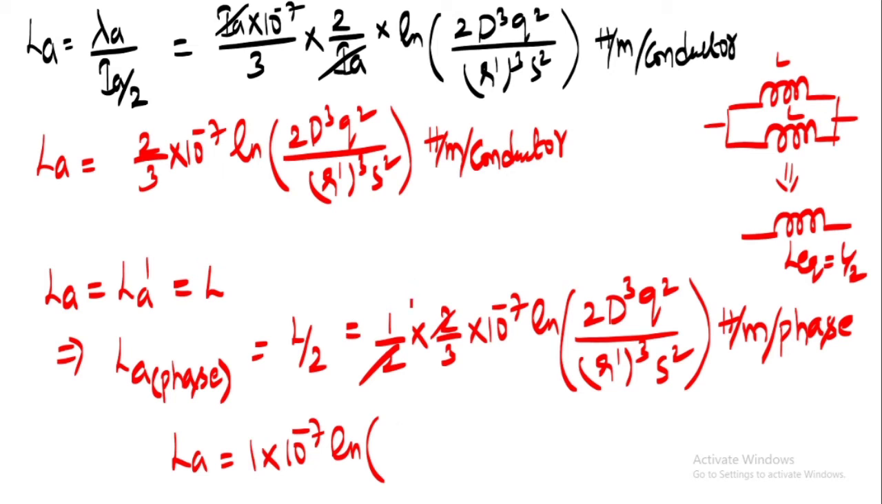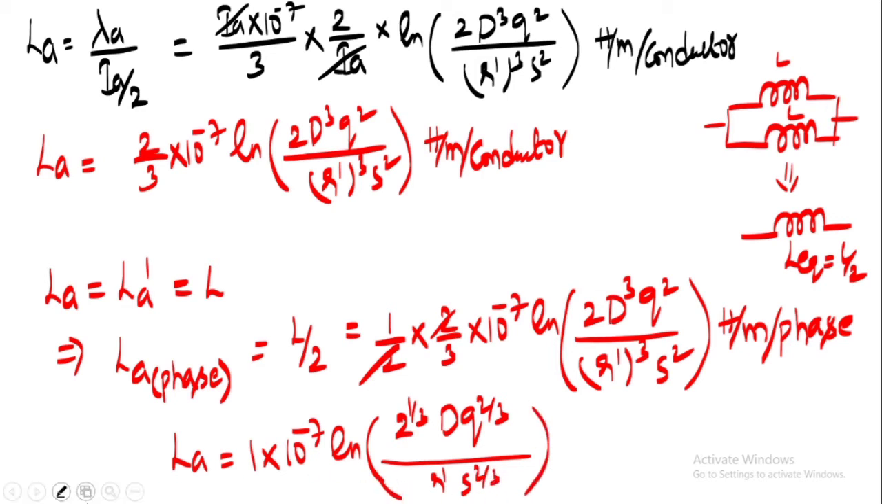Okay. So when you have 1 by 3 here as coefficient of the natural logarithm, you can write it as the power of the term inside the natural logarithm. When you have power 1 by 3 here, you will get it as 2 power 1 by 3 and d cube into 1 by 3 is d. So 2 power 1 by 3 d q power 2 by 3 divided with r dash s power 2 by 3 s power 2 by 3. So this is the thing which you need to keep in your mind. Okay. So the unit is Henry per meter per phase.